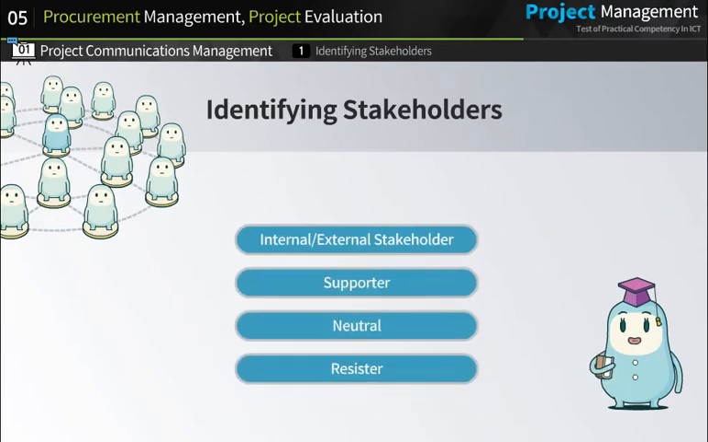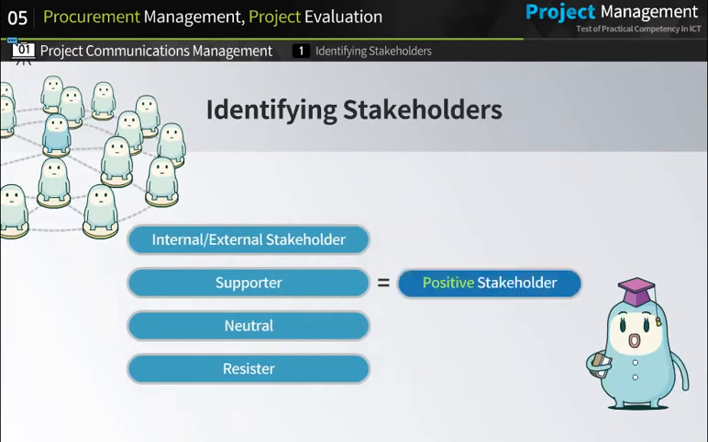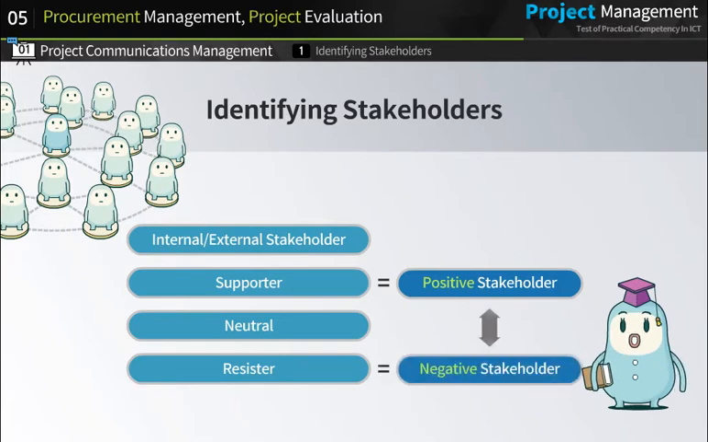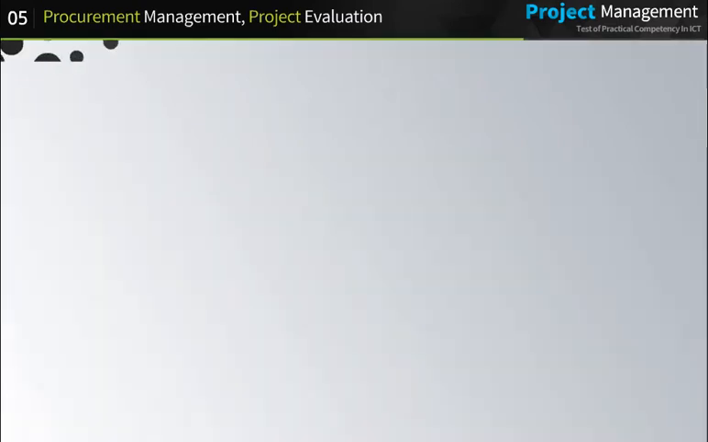Stakeholders are classified into internal and external stakeholders, supporters, neutrals, and resistors. With regard to the execution of a project and specific issues, supporters and resistors are also known as positive stakeholders and negative stakeholders, respectively.